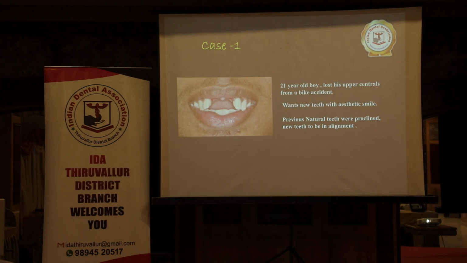So we have a case for anteriors. It's a 21-year-old boy who lost his upper central right in an accident. He wanted a new tooth with an aesthetic smile. This is requirement number 1. Requirement number 2: his previous teeth were proclined. That is one of the reasons he hit the ground in the primary impact. So he wants his new teeth in alignment. Now this is going to be the challenge.